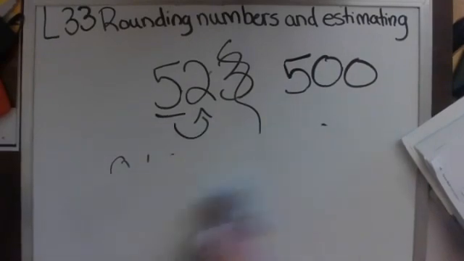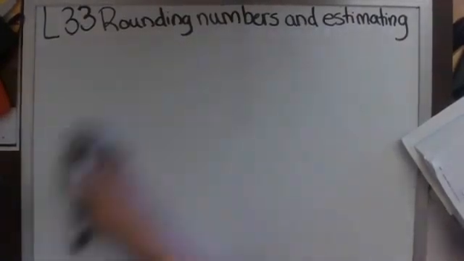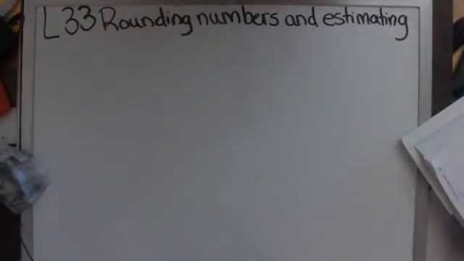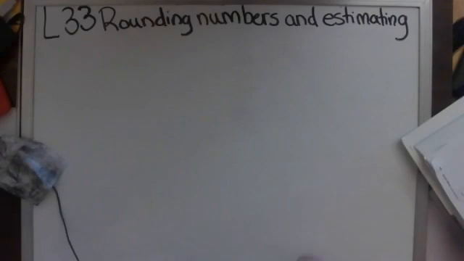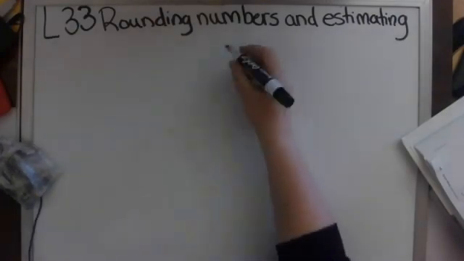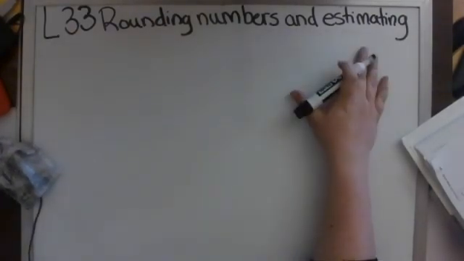Let's look at another one together. So remember, 0, 1, 2, 3, 4 stay the same. 5, 6, 7, 8, 9 go up. Now, if you're looking for an average, or you are estimating something, then you need to round the numbers beforehand.